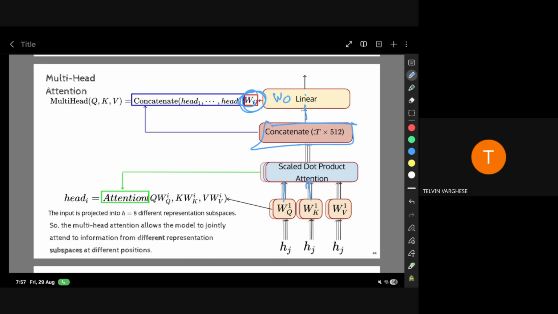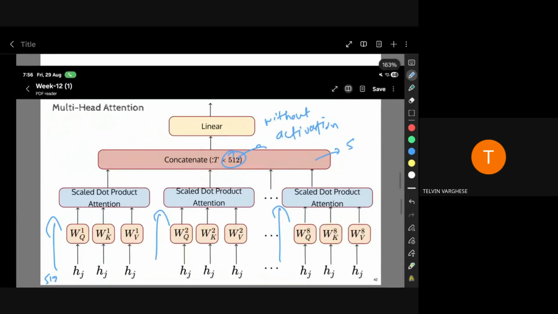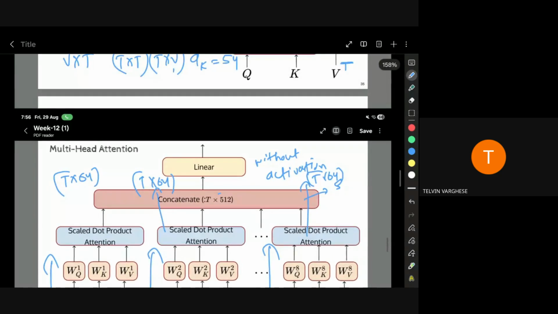So let's say you might get an output of size T cross 64. Similarly here, finally T cross 64. Right, now you have to concatenate them, as many heads as there could be. Now they mentioned 512, so this is coming from somewhere. I have taken this image from the slides, but whatever you concatenate and get, 64 across 8 only will give 512. So only then will the concatenation work, right?